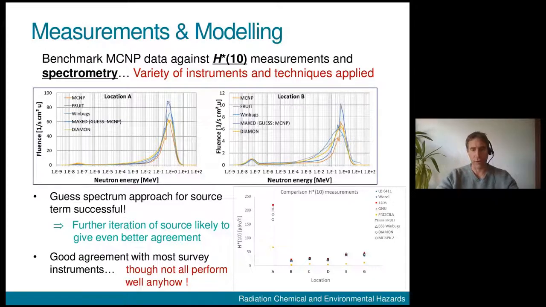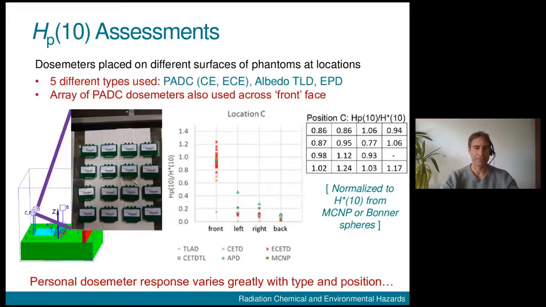So we see the Pasillo is always underestimating. At position A, nothing really agrees with each other. So the Monte Carlo is somewhere in the middle of this range, but actually the different neutron survey instruments are not quite agreeing. So again, this is sort of showing some of the difficulties that is faced, not just by Podium, but also within the measurements as well.